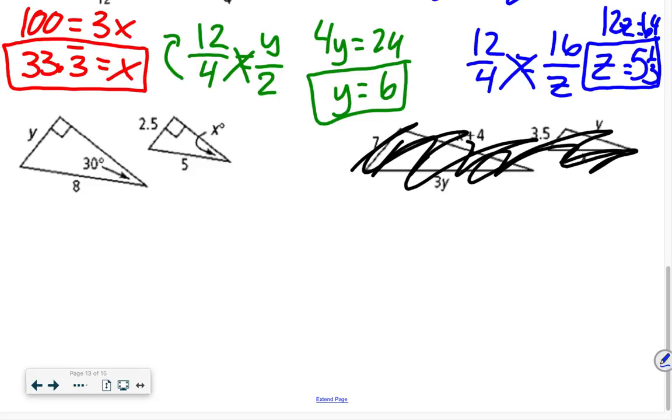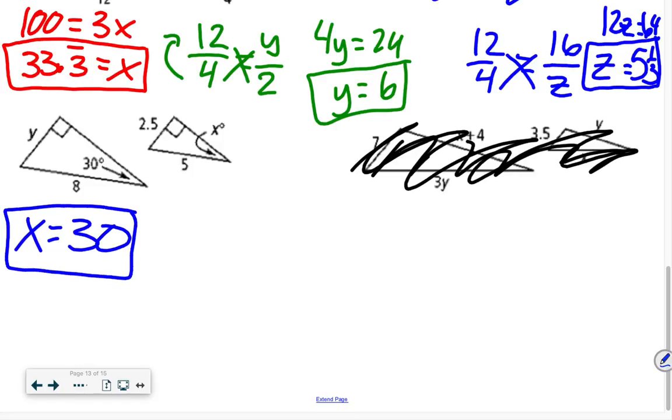Okay, how big is x? 30. Angles are congruent, angles are the same. Those two match up. Looking at my left bigger triangle, what side do I know? 8. What side has to match with 8 from this other smaller triangle? 5.